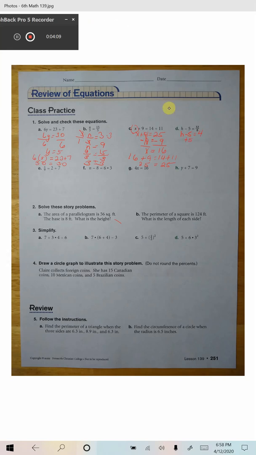Plus 5. Now, Ryan is not getting beat up in the background by my husband, if you can hear that. They're playing Wii together. They're playing some kind of tag game.